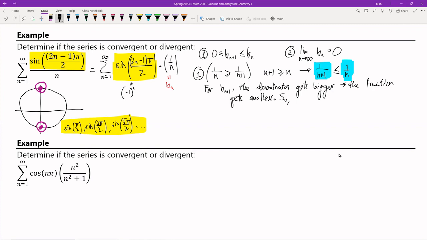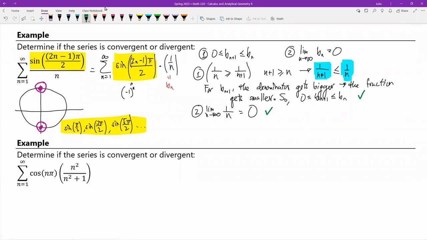So we have 0, b_{n+1}, whoops, wrong b, b_n. So we're done. This is a checkbox. We satisfied the first condition. Okay. The second condition says that my limit now needs to go to 0. And that's sort of a gimme. The limit as n goes to infinity of 1 over n, we know that that is 0. So that's also a checkbox.